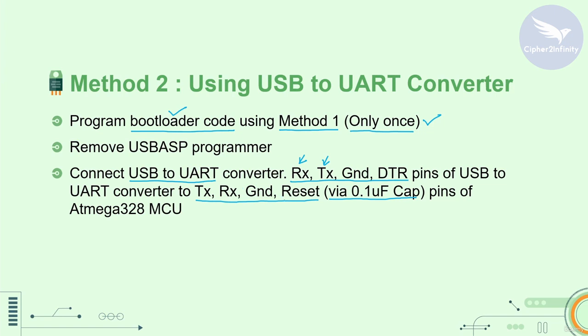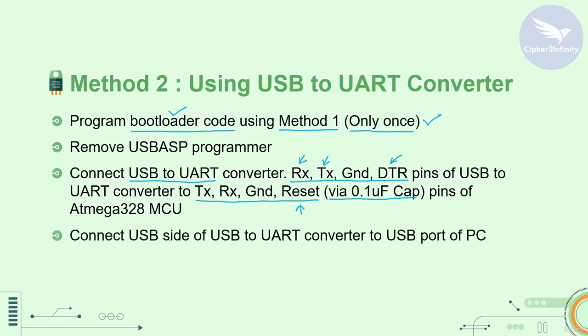On one point I want to emphasize: I have written here DTR pin, and it should be connected to the reset pin via a 0.1 microfarad capacitor. What exactly I mean by that, you will get from the image. At this moment, just consider that this DTR pin should be connected to the reset pin via this 0.1 microfarad capacitor. That's basically the third step. Then the next step is connect the USB side of the USB to UART converter to the USB port of the PC.